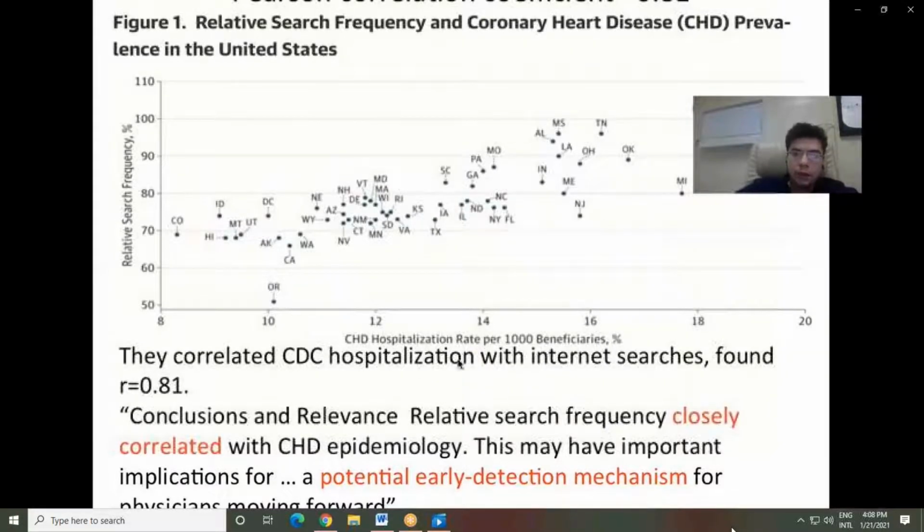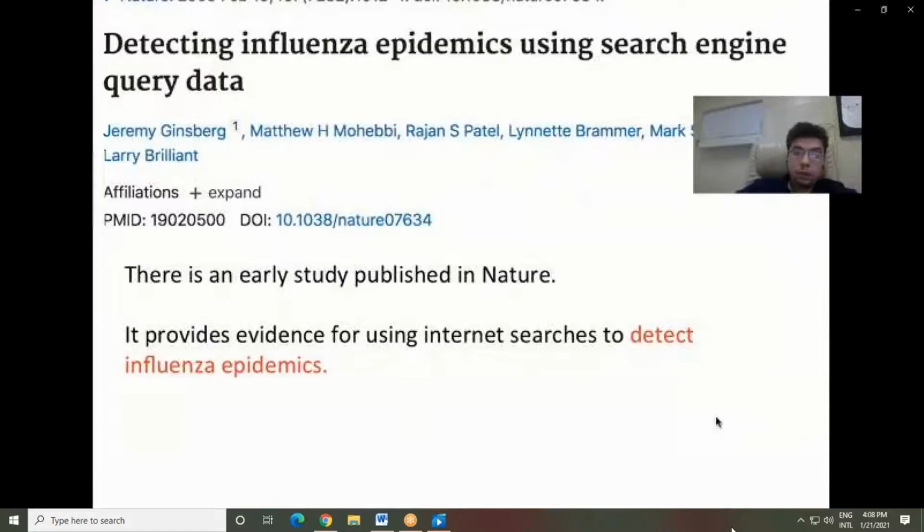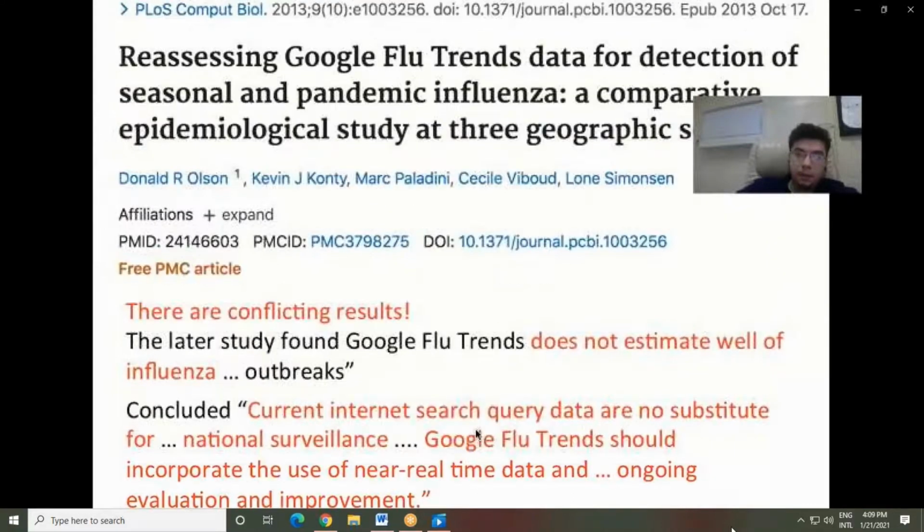So internet searches could also be used as a potential early detection mechanism for all these chronic illnesses, where people have a tendency to search for the symptoms which they suffer from in a particular geographical location. To support this further, there is an early study published in Nature. It provides evidence for using internet searches to detect influenza epidemics. But there are conflicting results on this topic.